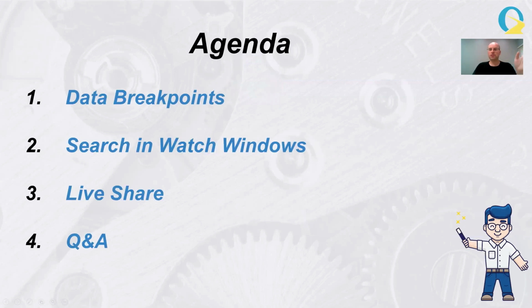So today we'll be talking about several new features in Visual Studio 2019. We'll be talking about data breakpoints, which allow us to break into the debugger when the state of a property or a field changes. We'll be looking at the new search functionality in the Visual Studio Watch window, and we'll talk about everybody's favorite feature, Visual Studio LiveShare, and in particular how that relates to debugging.